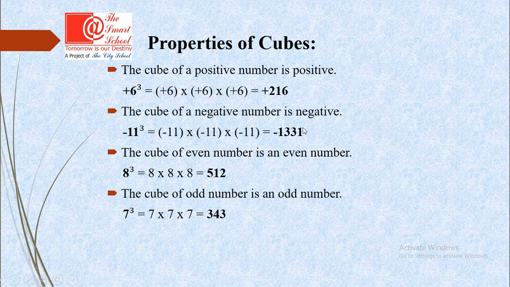If you remember, when we were finding squares of negative numbers, the answer was always positive. But in cubes, the cube of a negative number is a negative number. The cube of an even number is an even number. So 8 cube is equal to 8 by 8 by 8, and the answer is 512, which is also an even number. And the cube of an odd number is an odd number. So 7 cube is equal to 7 by 7 by 7, and the answer is 343, which is an odd number, as 7 is an odd number.